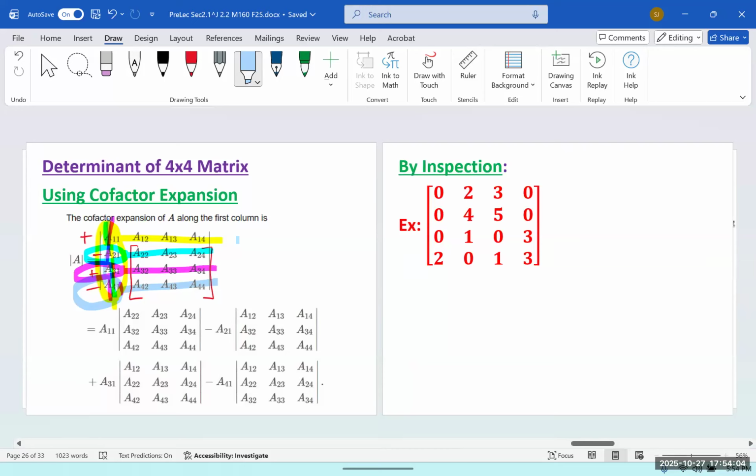However, we don't always have to use this method, or at least you don't have to use it 4 times. We can use it only one time if you expand around the row or the column which has the highest number of zeros. So it's like inspection. It's finding the determinant by inspection. What does inspection mean? It means first you observe your matrix and see which row or which column has the most zeros.